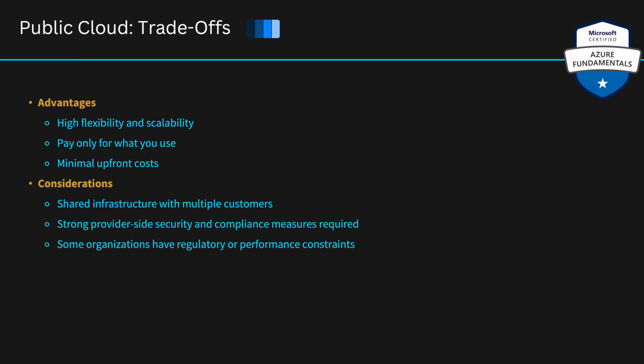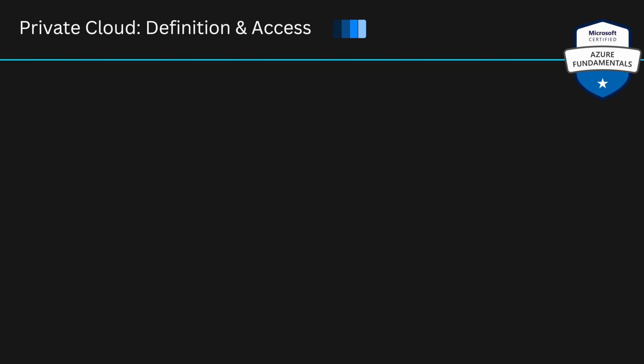Now, the public cloud offers a lot of advantages, but it's not without its trade offs. Because the infrastructure is shared among many customers, it requires a robust security and compliance framework on the provider's end to ensure that your data remains isolated and secure. Moreover, while the scalability and flexibility are major benefits, some organizations might have specific regulatory or performance requirements that push them towards a more controlled environment. And that brings us to our next cloud model, the private cloud.